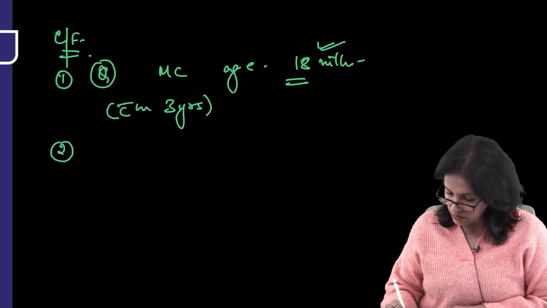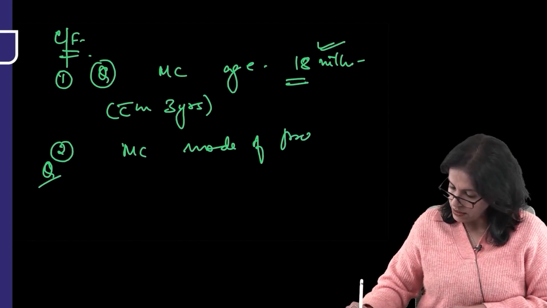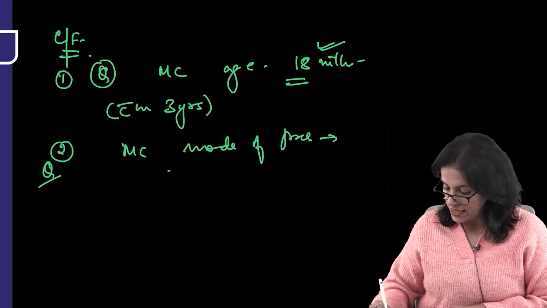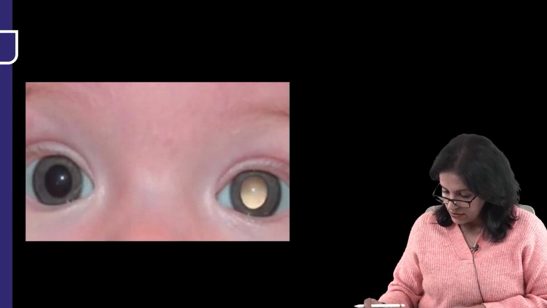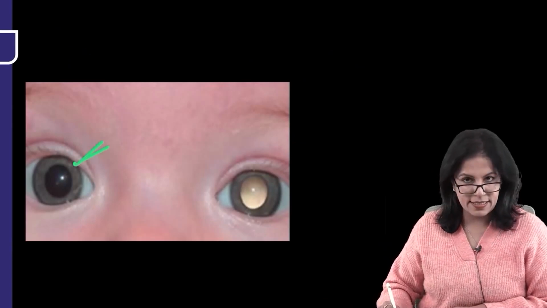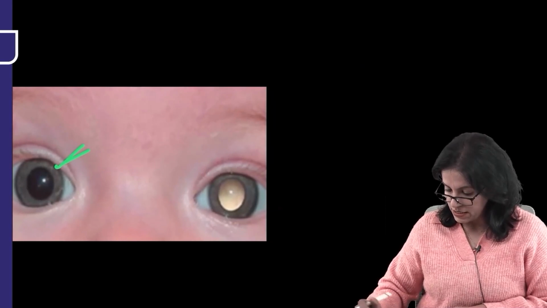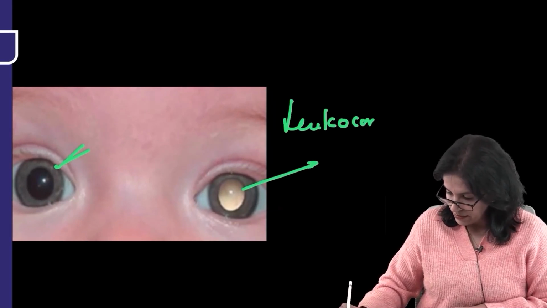Number 2, they will ask you, this has also been a question, the most common mode of presentation. The most common mode of presentation, we all know, is the white eye reflex, which is called leukocoria. Leuco is white, coria is pupil. So have a look, this is what a white eye is. Normally this should be the normal reflex in the right eye of this child, but this is the white eye reflex or leukocoria.